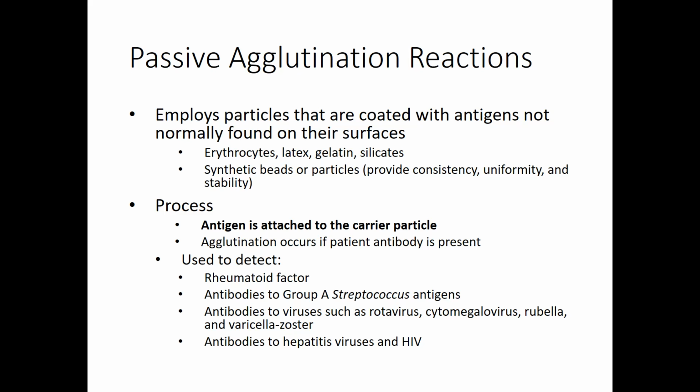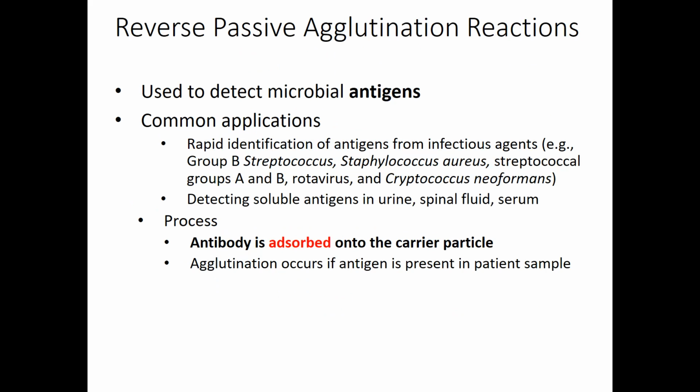We use this for testing, we'll see later on in the semester, to test for things like rheumatoid factor in patients that have rheumatoid arthritis, group A strep. We're going to look for antibodies to group A strep, antibodies to some viruses, and antibodies to things like hepatitis and HIV. The thing to be careful about, though, is a number of these kits are used to detect IgM. So there can be kind of non-specific binding that can take place as well, leading to some false positive tests. So it's not a perfect test, but it works for us as a rule.